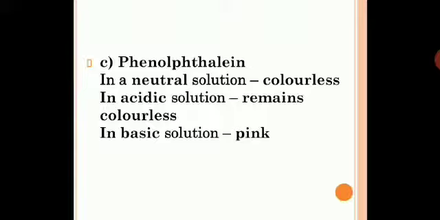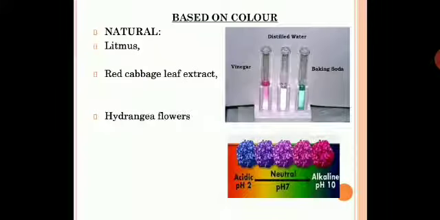Phenolphthalein, like methyl orange, is also a synthetic indicator, that is, it is prepared in the lab. It is not naturally obtained. In neutral solution it is colorless, in acidic medium it remains colorless, and in basic medium it gives a prominent pink color. It's a very prominent test of a base. The presence of a base is clearly indicated by phenolphthalein; it will immediately turn pink. Take this down children.